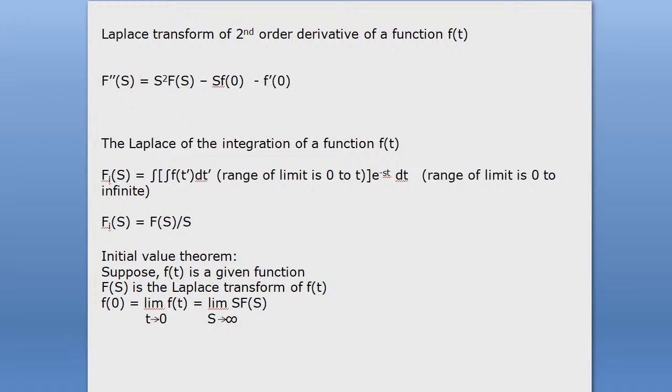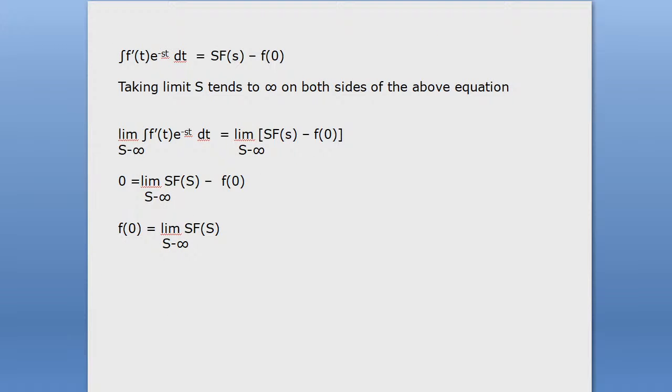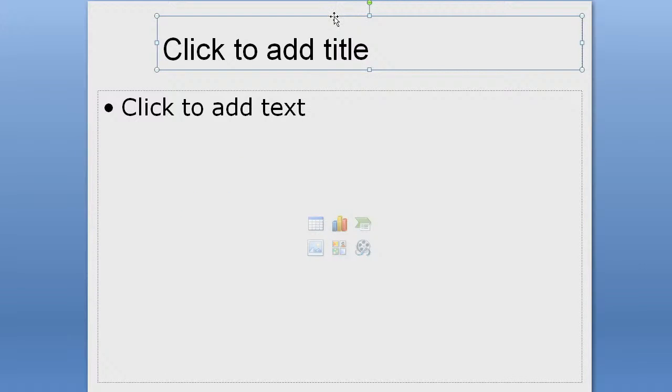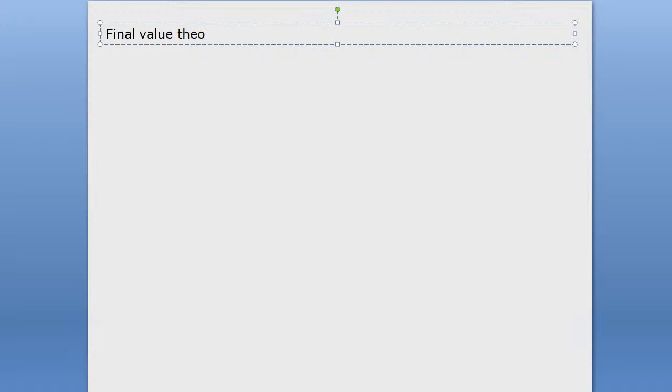Now let me tell you the final value theorem. You already realize that the initial value theorem gives the initial value of a function in time domain by calculating its Laplace transform. The final value theorem tells us the same thing: you can calculate the final value of a function by knowing its Laplace transform. But in this case, you need to take the limit s tends to 0, instead of infinite. Final value theorem of Laplace transform.